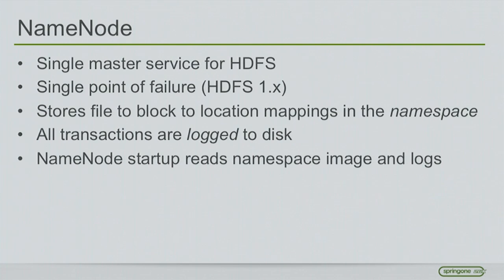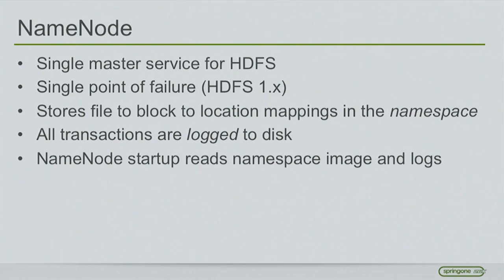The NameNode itself is the single master service. It was a single point of failure in the Hadoop 1.0 line. If your NameNode crashes, you can no longer access your data in the system until you bring it back up. With Hadoop HDFS 2.0, we have NameNode high availability that takes care of that single point of failure problem. It stores this file-to-block-to-DataNode mapping inside the namespace, which is stored in memory. It's essentially just like a triple map. And all the transactions it works with are logged to disk in a simple log file. So whenever someone makes a file or reads a file or creates a directory or deletes a directory, all of these transactions are logged to disk.